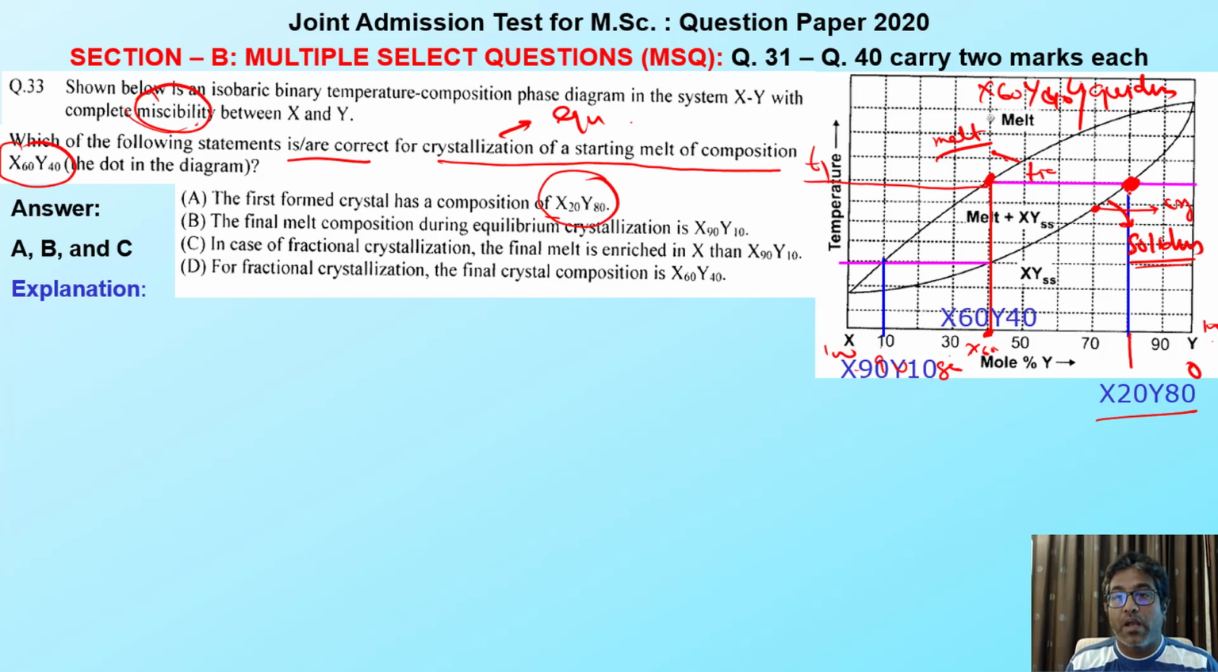Now I am moving again, and what will happen? Okay, what will be the final melt? All my melt converts into solid, meaning it will reach the solidus part. Corresponding to this solidus point, what is my melt composition? Here I have my melt composition, it is X90 Y10. So my A and B, the right option is okay.